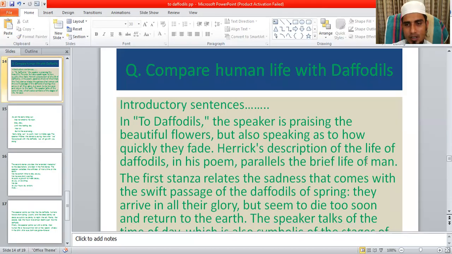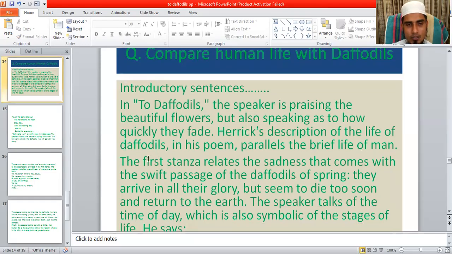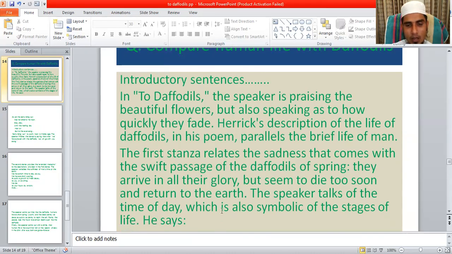Herrick's description of the life of daffodils in the poem parallels the brief life of man. So the first stanza relates the sadness that comes with the swift passage of the daffodils of spring. They arrive in all their glory, but seem to die too soon and return to their death. The speaker talks of the time of day, which is also symbolic of the stage of life.